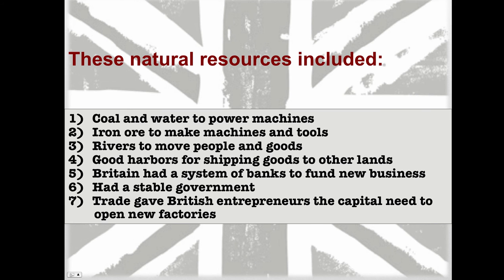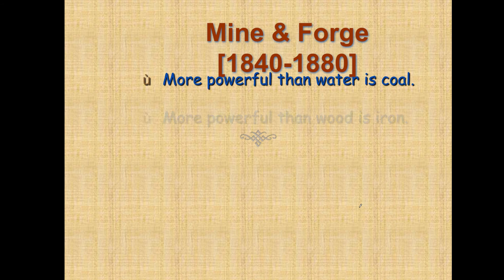These natural resources include coal, water, iron ore, rivers, good harbors. Britain had a system of banks to pay for the new business. They had a stable government, and trade gave British entrepreneurs the money. That's what they mean by capital, to open these new factories.